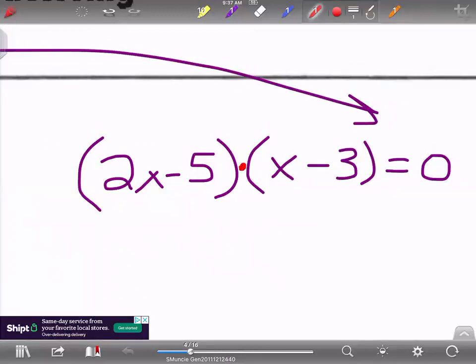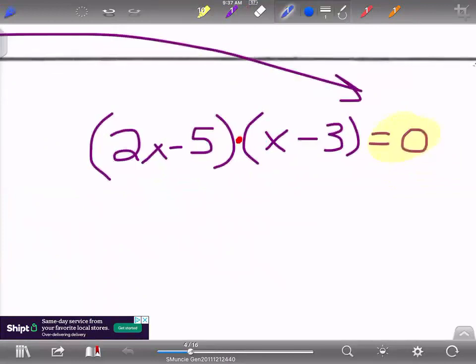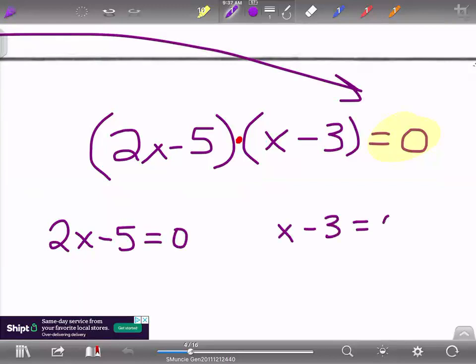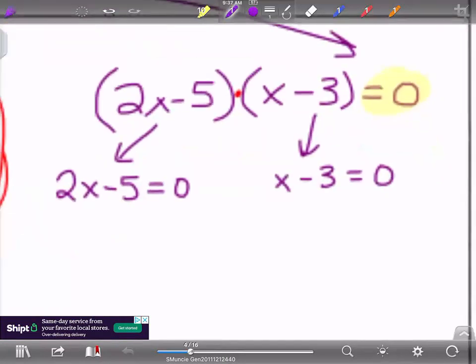There's nothing written between them. Multiplication is assumed because there's no symbol in there. So since these two factors are being multiplied together, we're going to use the zero product property to say, since these two sets of parentheses are being multiplied together and it equals 0, then one of the two parentheses must equal 0. So we're going to set them both equal to 0. So 2x minus 5 equals 0, or x minus 3 equals 0. So this one just gets brought down here, and this one gets brought down here. We're just setting them both equal to 0.